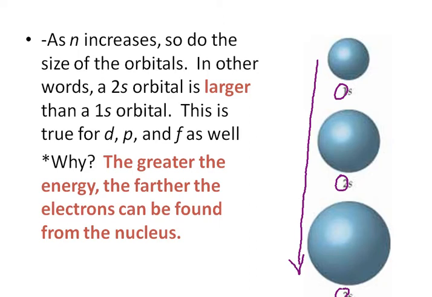So an electron that is in this orbital does not have nearly as much energy as an electron that's in this orbital. Because this electron, here's nucleus mom, this electron has the ability to stray way, way, way away from mom. This electron is held really, really close, okay? All right.